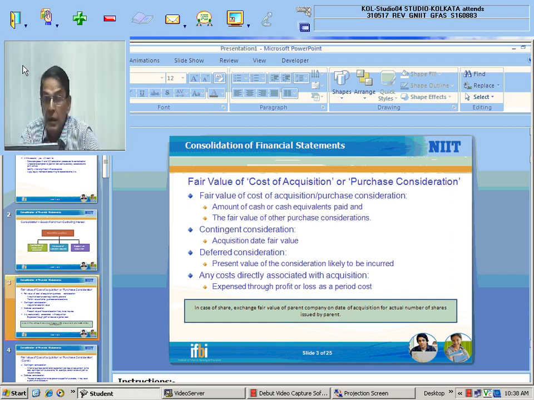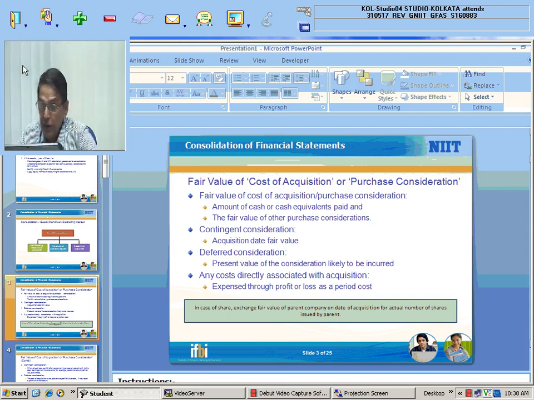Then there can be contingent consideration. Contingent consideration is basically a consideration which will be paid if certain contingencies arise. Based on certain contingencies, additional consideration may be paid. That is called contingent consideration.